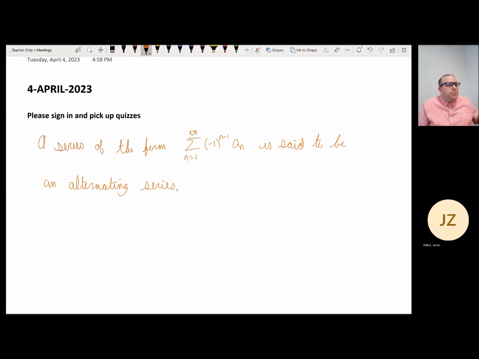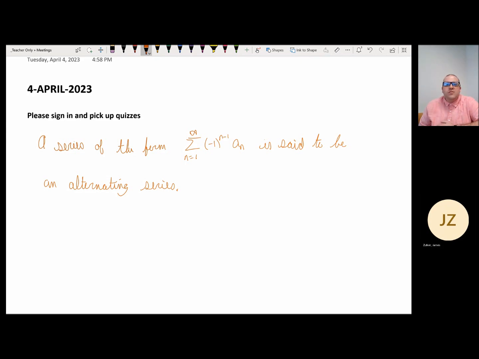Right, so you'd either have something like 1 minus 2 plus 3 minus 4 plus 5, right? Or -1 plus 2 minus 3 plus 4 minus 5, so on and so forth. Notice there's no such thing as a series with negative terms. So all you'd have to do is factor out the negative, and then you have a series of positive terms.